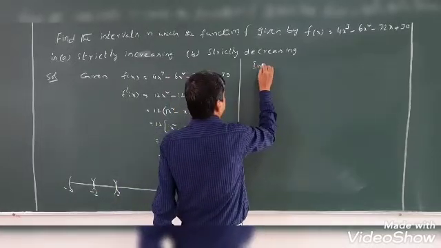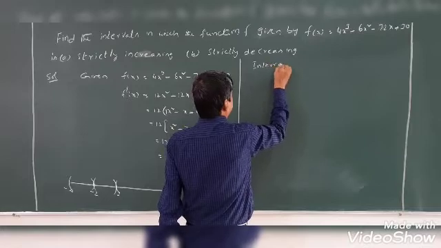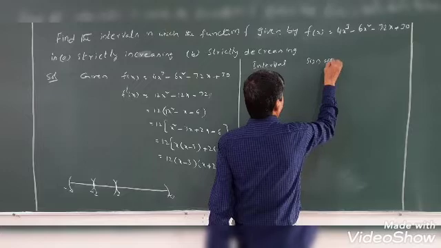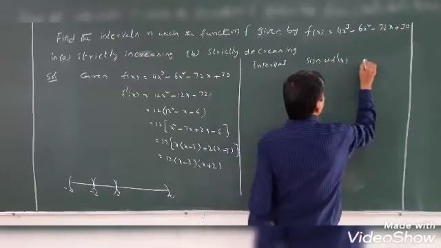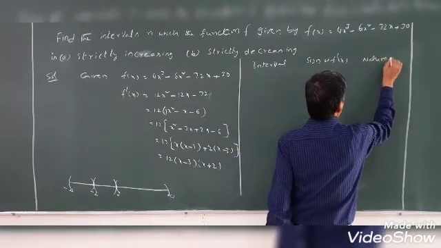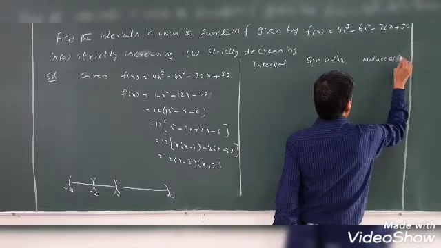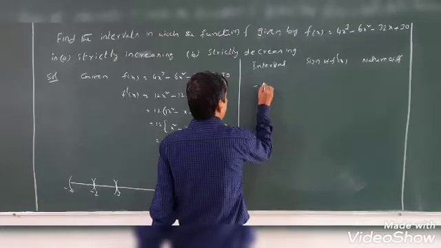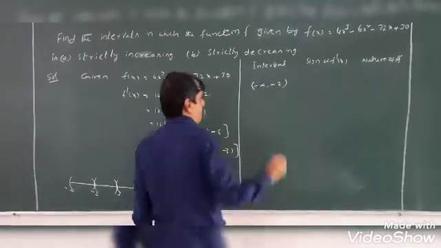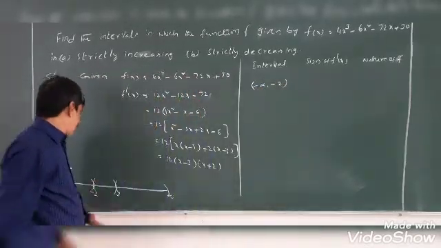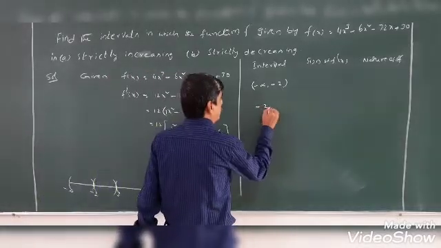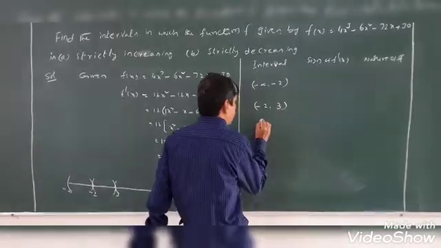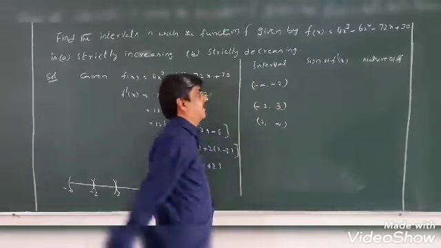Interval. Sign of f dash x. Nature of f. So here first interval is minus infinite to minus 2. Next interval is minus 2 to 3. And one more interval is 3 to infinite.